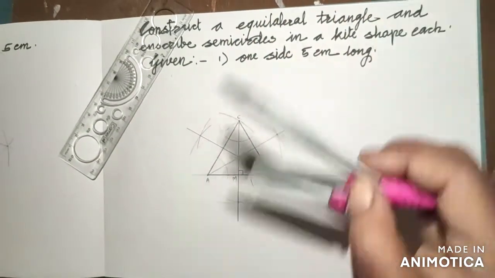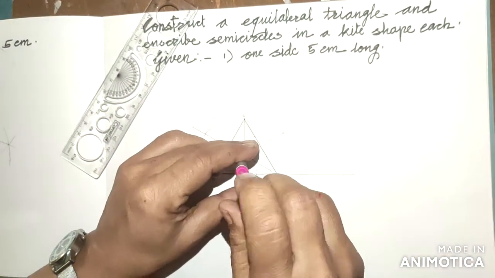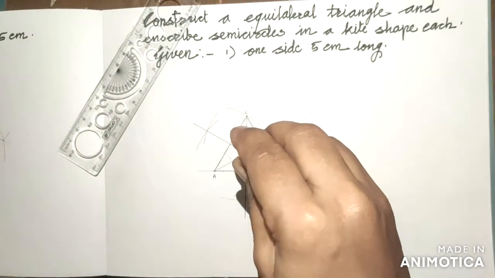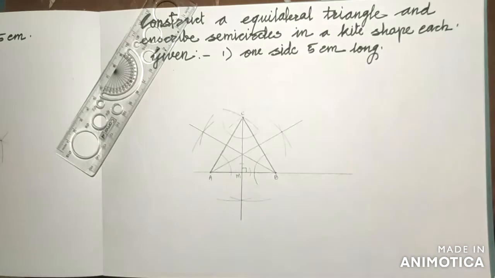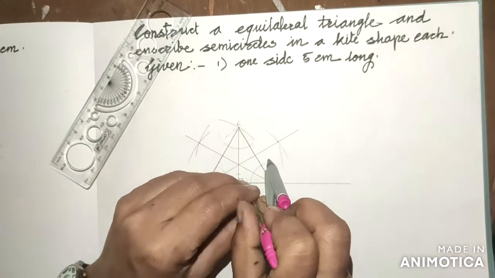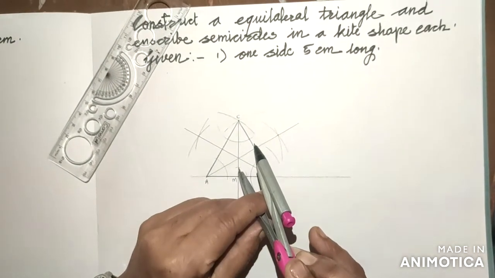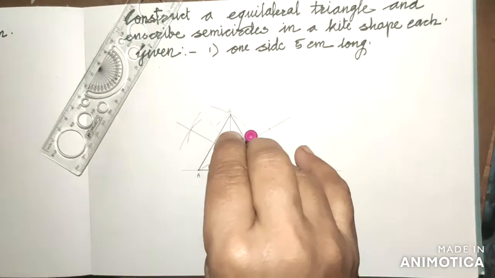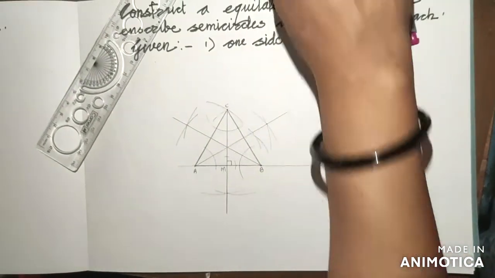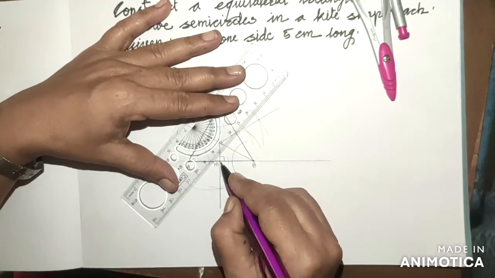Understand? So again, use your compass. You will get 2 points here. Take sufficient distance in your compass and draw arcs. Keep the pointer on the next point in this way. We get one common point. Simply join that common point to the point M.